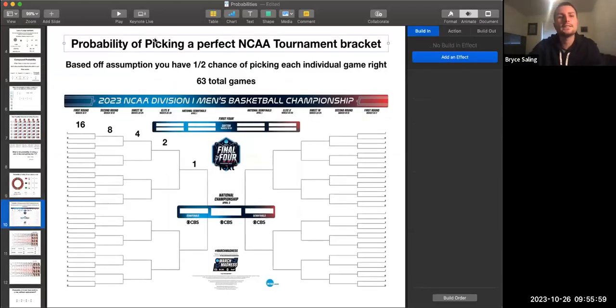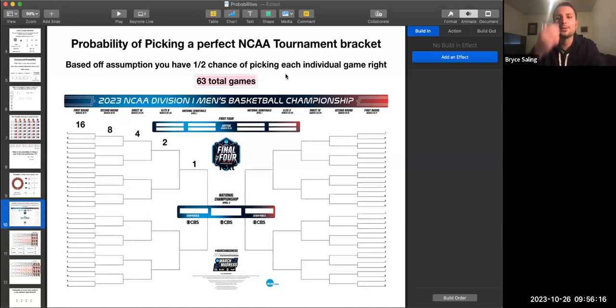So have you ever seen the NCAA tournament bracket? This is based off the assumption that each game is a 50% chance. So you have first round, second round, third round, fourth round, fifth round, and then the title game. So there's 63 total games if you're to add these up.